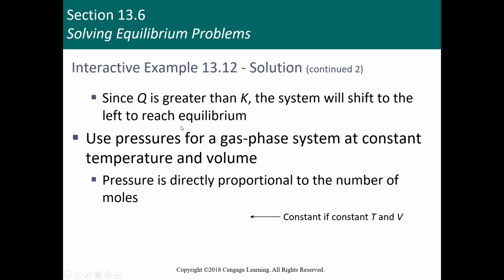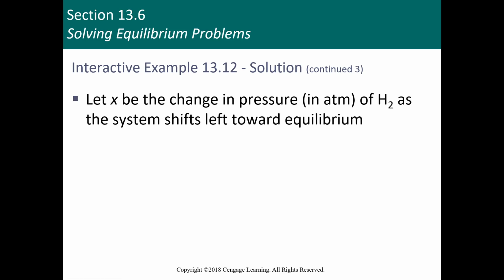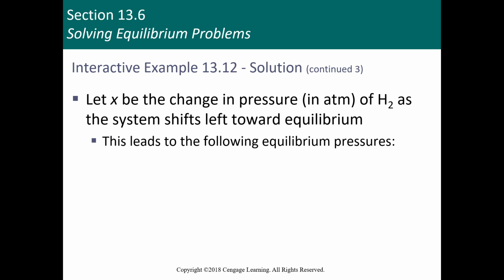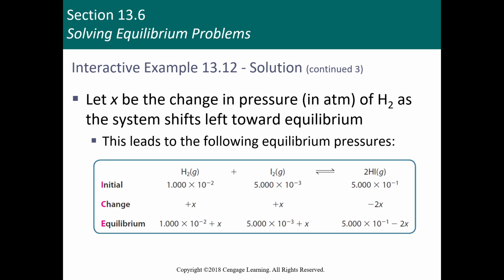So use pressures for a gas phase system at constant temperature and volume. These pressures will be directly proportional to the number of moles. So this is a constant if you have a constant temperature and volume. Notice that R is a constant. If this is constant and this is constant, it's all constant. So let X be the change in your pressure in atmospheres of H2. As your system shifts towards the left in your reaction, this will lead to the following equilibrium pressures.